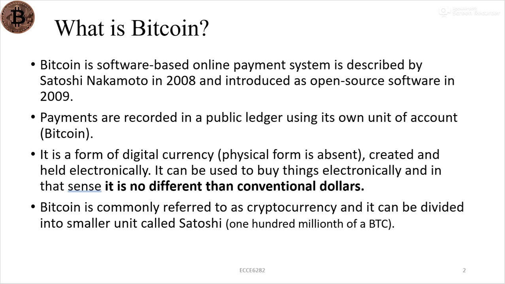We commonly refer to Bitcoin as a cryptocurrency, and it can be divided into smaller units called Satoshi. Like when we talk about the Omani Rial, the smaller unit is the Paisa. 1 Omani Rial is equal to 1000 paisas. So one Bitcoin can be further divided into a smaller unit called Satoshi, which is one hundred millionth of a Bitcoin.